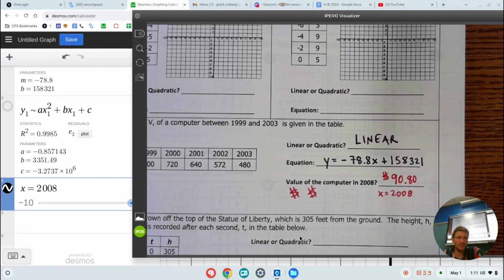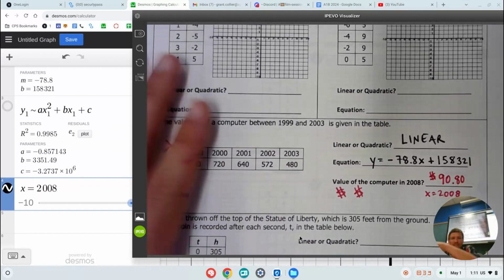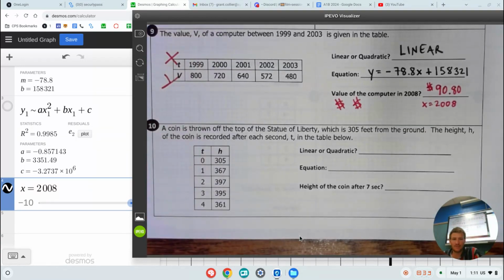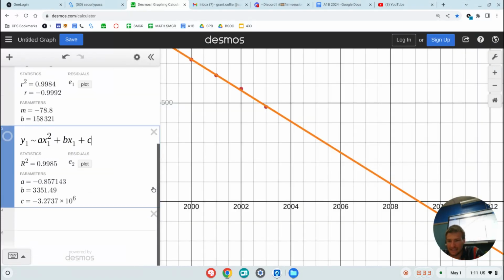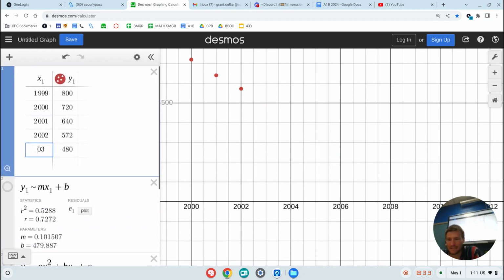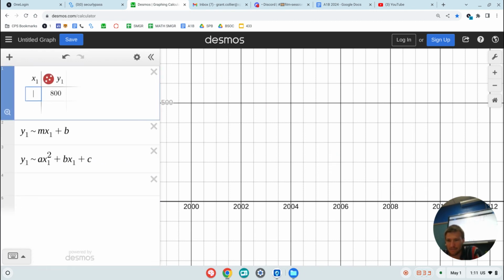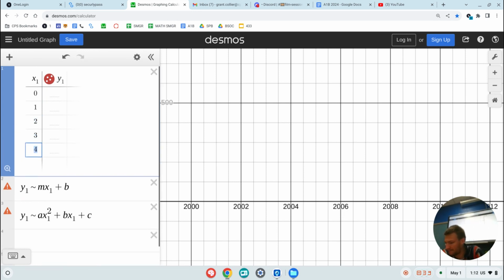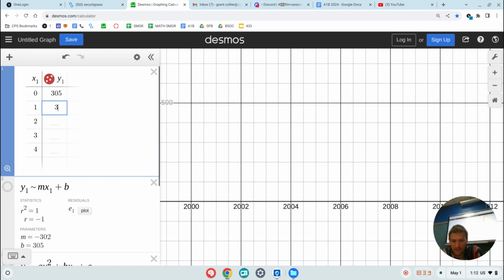All right. There's only a couple minutes before lunch. I'm going to do this last question. We're going to do it fast. We're going to try to do this whole question in about 2 minutes. Here we go. Delete the x there. I have my linear and my quadratic. Backspace my table. I'm now going to try to get the data in for number 10. 0, 1, 2, 3, 4. Now the y values: 305, 367, 397, 395, and 361.